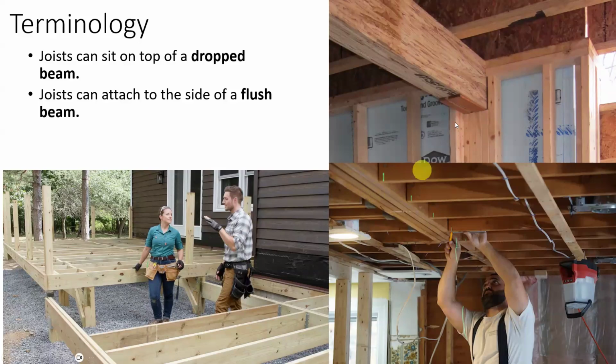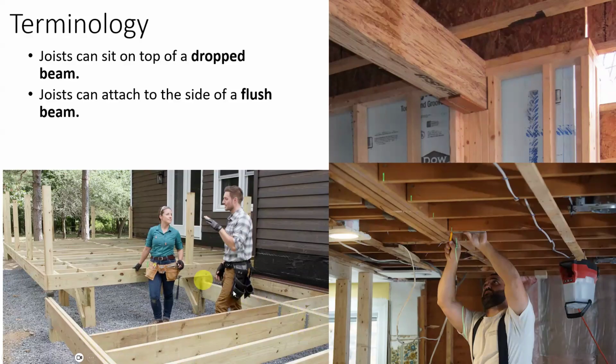So we have 2 different conditions here though. In one of them, the joists come into the side of the beam. That's called a flush beam. Where the joist sits on top of the beam, that's called a dropped beam. And here I found a picture that has both conditions in the same deck. So these people are building a deck. Here you can see we have the deck joists going this way, but then they're being framed into the side of a beam with a joist hanger.